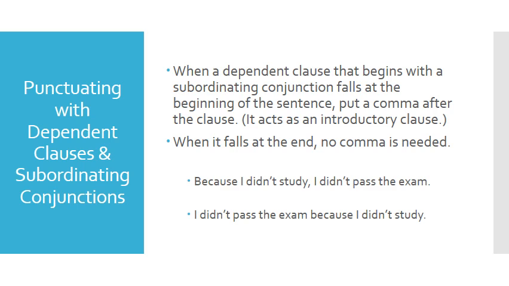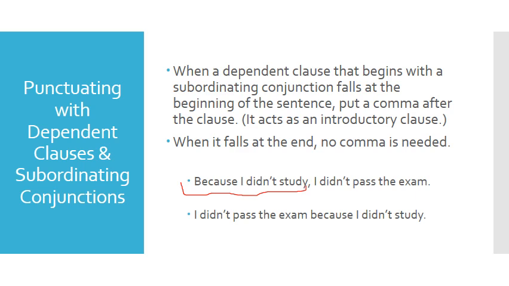Let's take these examples. Because I didn't study, comma, I didn't pass the exam. Is the comma here correct? Yes, it's correct. Why? Look, I started with because, a subordinating conjunction, and the subordinating conjunction is included in the dependent clause, because I didn't study. So I started with the dependent clause. And what does the rule say? When I start with the dependent clause, I have to add a comma after the dependent clause, then I continue with the independent clause. Because I didn't study, comma, I didn't pass the exam.